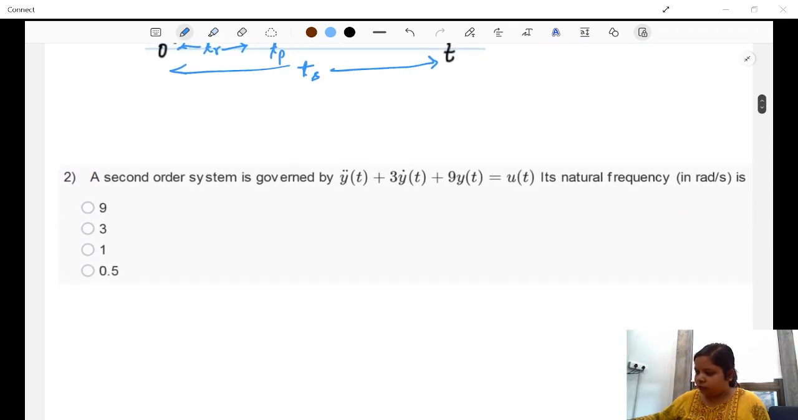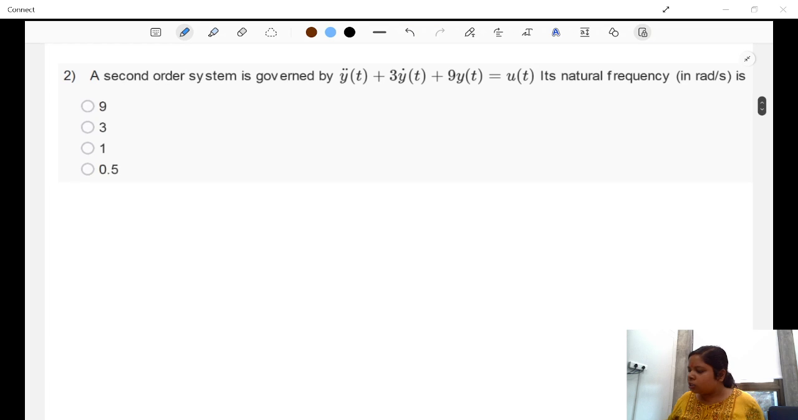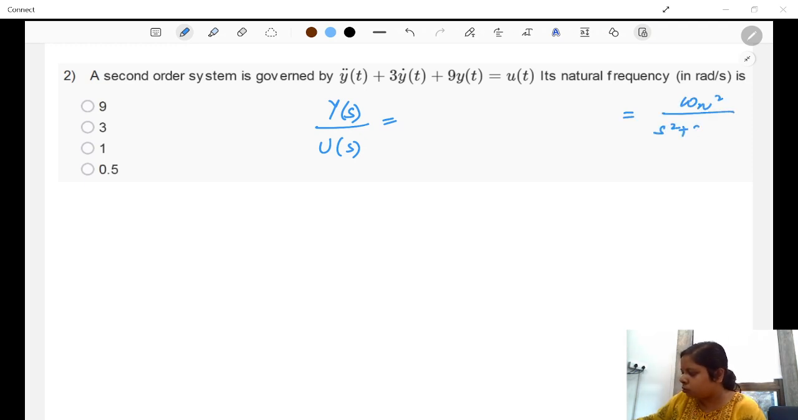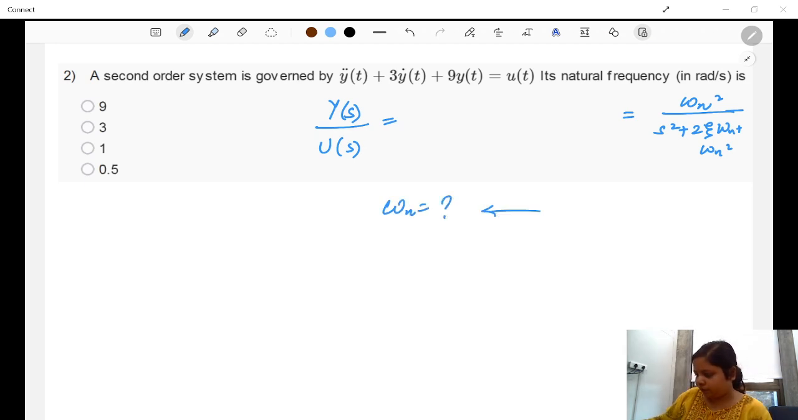Okay, we'll proceed to the second question. A second order system is governed by this equation. What is the natural frequency of the system? So again, you can convert it into the Laplace domain. Can someone tell me what you would get for Y(s) upon U(s)? If you are able to find this out, you can just compare it with omega n square upon s square plus 2 zeta omega n s plus omega n square. Whatever value of omega n you get is the natural frequency of the system.